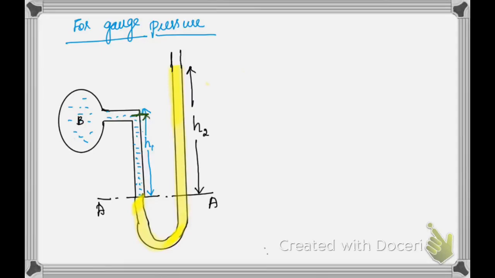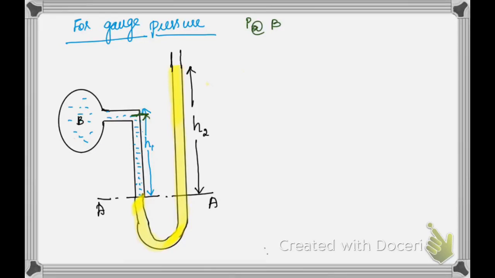Then we have to write the equation. Supposing B is the point at which the pressure is to be measured, I am taking this B point as the pressure at B that I have to measure. So the datum line will be AA. H1 is the height of the light liquid above the datum line. I have told already that mercury will have a high specific gravity, so the height H2 will be of the manometric liquid.